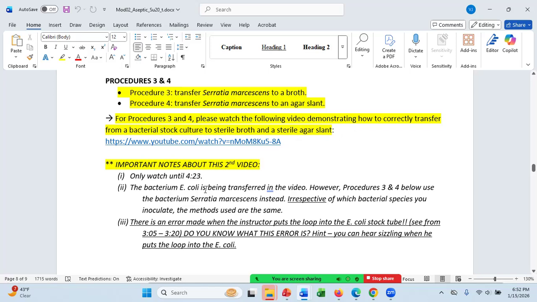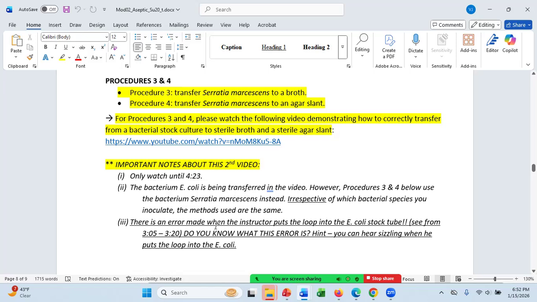In this video, the bacterium E. coli is transferred. In our procedures 3 and 4, we're going to be transferring Serratia marcescens. Serratia marcescens is a pigmented bacteria. E. coli is non-pigmented. That's a difference in the look, and so you can answer some of the questions from the pigmentation of Serratia marcescens.